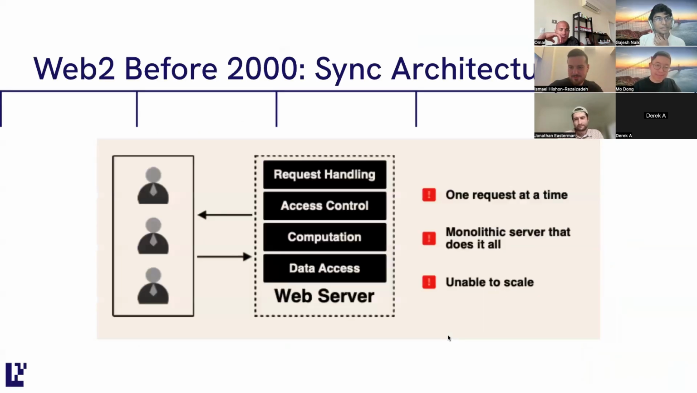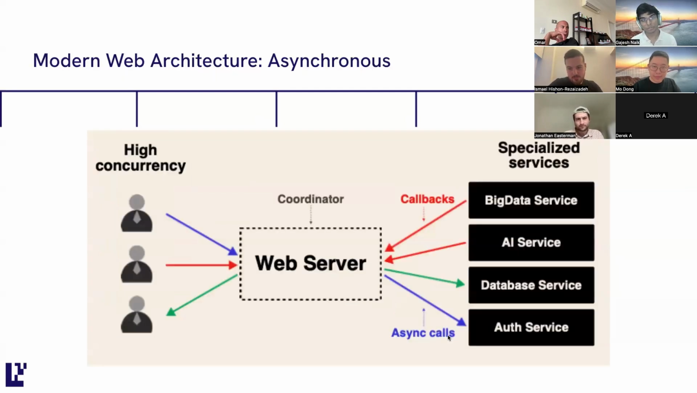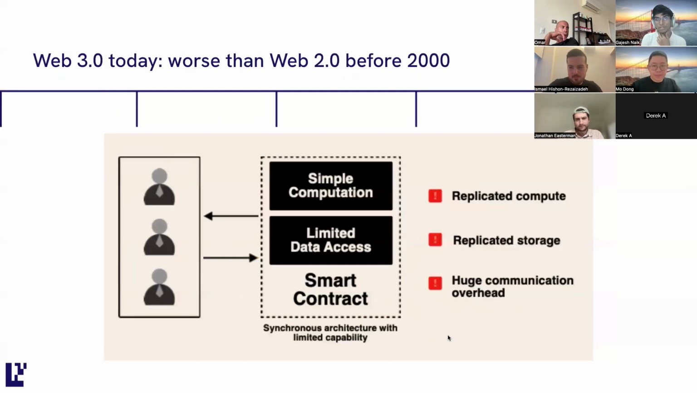Awesome. So let's understand how Web2 before 2000 was a synchronous architecture. You have to send one request at a time to a web server, a monolithic server which does it all, and it's not scalable. Then comes the modern web architecture, where a web server makes async calls to all these specialized services. And now we have Web3. Now we are worse than Web2.